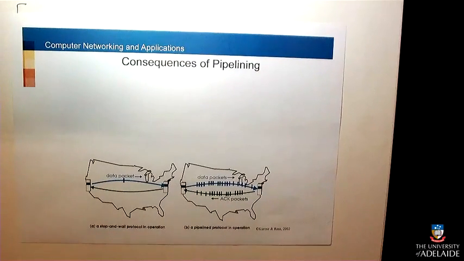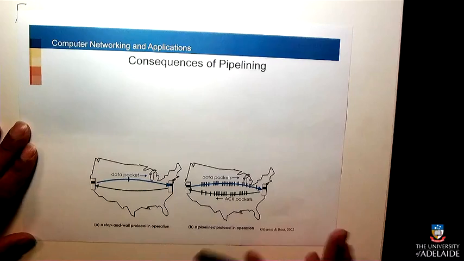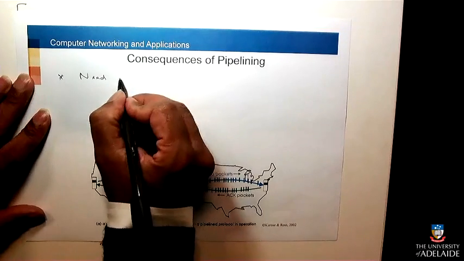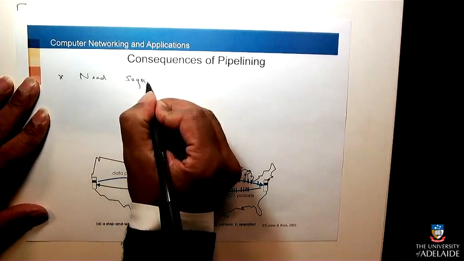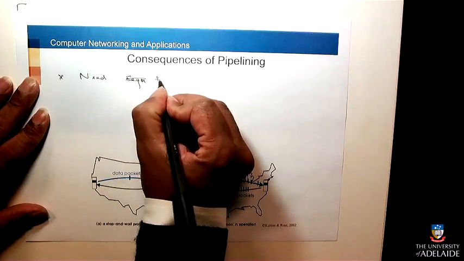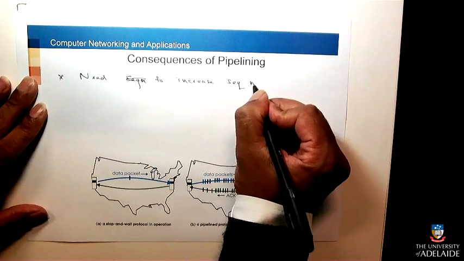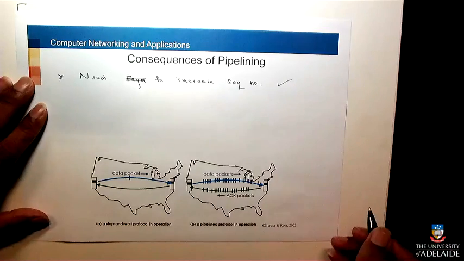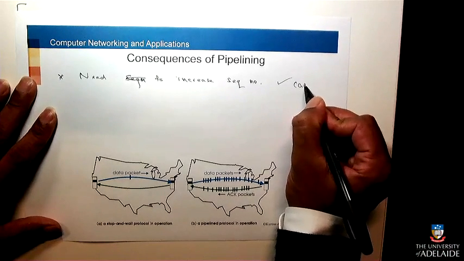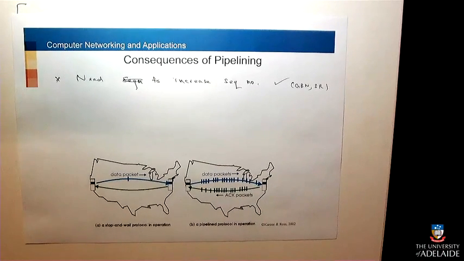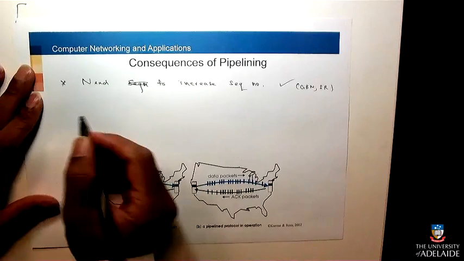So what are some of the consequences of pipelining? You already know the consequences of pipelining. One is, of course, you need to increase sequence numbers. This you've seen with GBN and selective repeat, because you may have a large number of in-transit and unacknowledged packets.